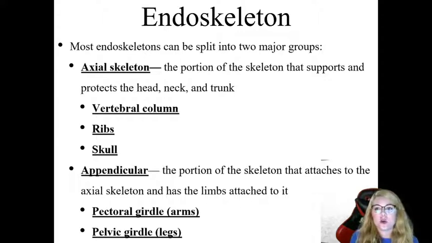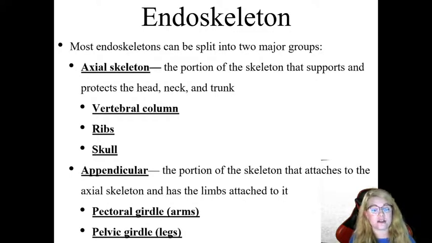All right, and so we can actually split most endoskeletons into two major groups. We call those the axial skeleton and the appendicular skeleton. The axial skeleton is the portion of the skeleton that supports and protects the head, neck, and trunk. So the axial skeleton is made up of the vertebral column, the ribs, and the skull. So head, neck, and trunk.